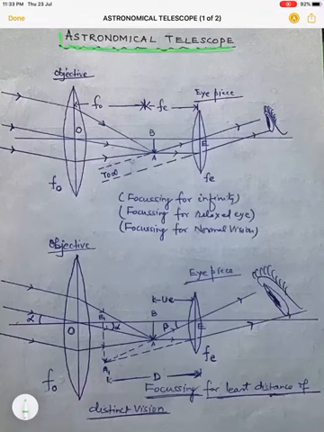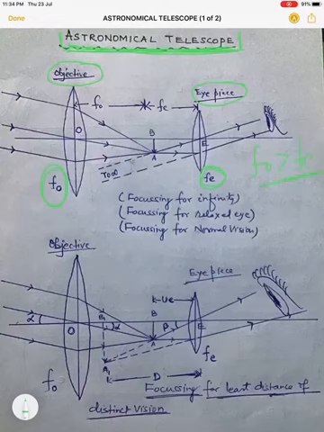So an astronomical telescope is an instrument used to see far distant objects. The basic construction of an astronomical telescope: it consists of two lenses. One is called the objective lens and one is called the eyepiece. The aperture size and focal length of the objective lens is more than the aperture and focal length of the eyepiece. So f0 is greater than fe.